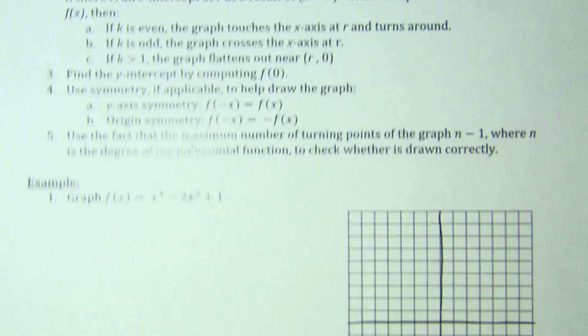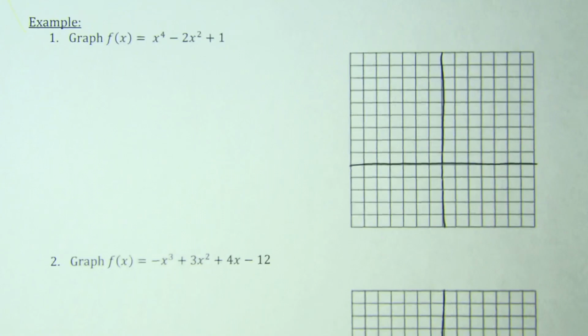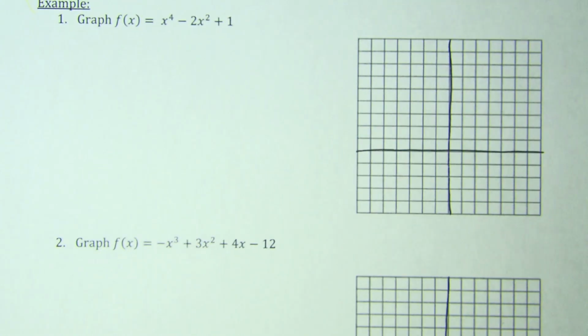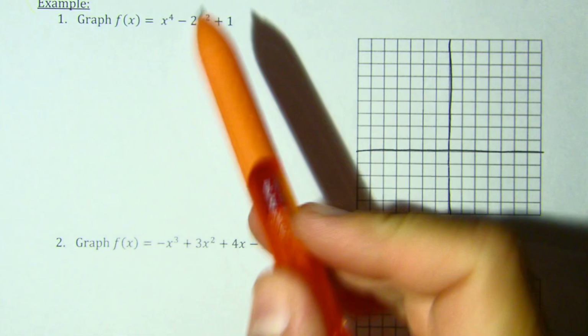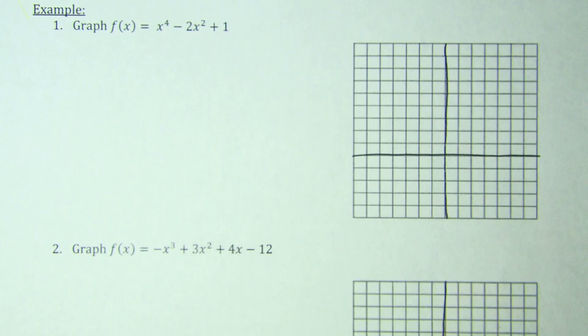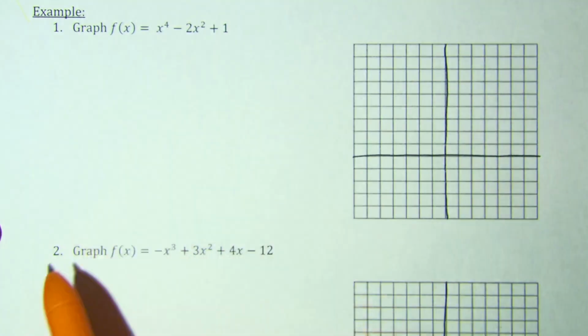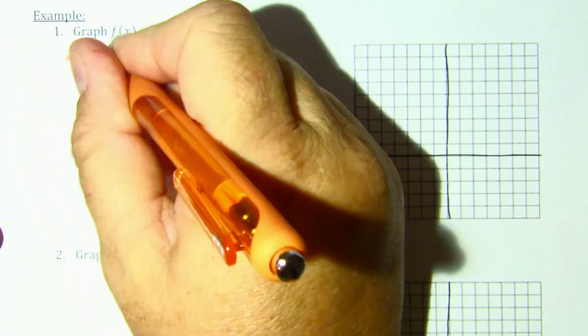So looking at our first example here, we have f of x equals x to the 4th power minus 2x squared plus 1. The first thing I'm going to do is look at my end behavior. Well, the degree of this polynomial is 4. That's an even number. So either both my ending arrows are going up or they're both going down. Because the leading coefficient is positive, that means both ending arrows are going up.